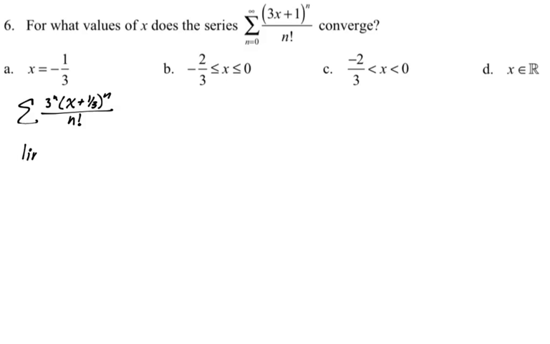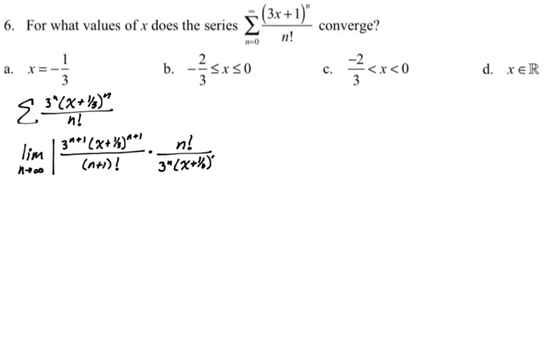So it's the limit as n approaches infinity of the absolute value of the n plus first term, so all my n's become n plus 1s. So 3 to the n plus 1, x plus 1/3 to the n plus 1, over n plus 1 factorial, and then times the reciprocal of the nth term, so times 1 over a sub n, which you just take a sub n and flip it over. So we get this.